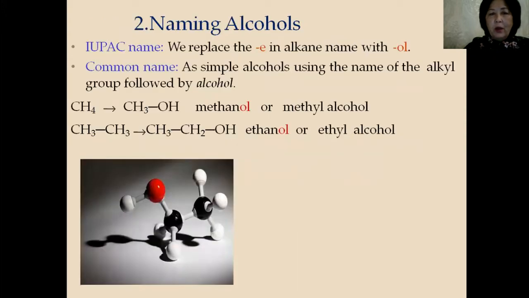Next part of our lecture, names of alcohols. We replace the E in the alkane name with O. Common names of simple alcohols use the name of the alkyl group followed by alcohol. For example, CH3OH is named methanol or methyl alcohol. CH3CH2OH is ethanol or ethyl alcohol.